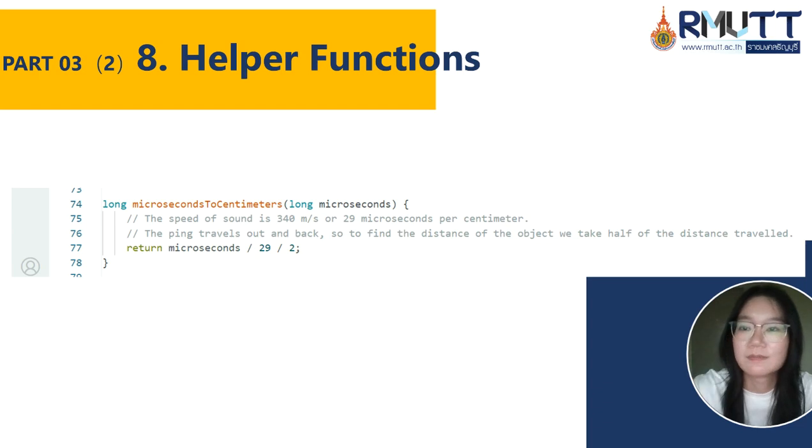This is part 8, helper functions. It contains utility functions such as unit conversion, microseconds to centimeters. It converts the time value measured by the ultrasound into centimeter distance using the speed of sound, with specific calculation logic.